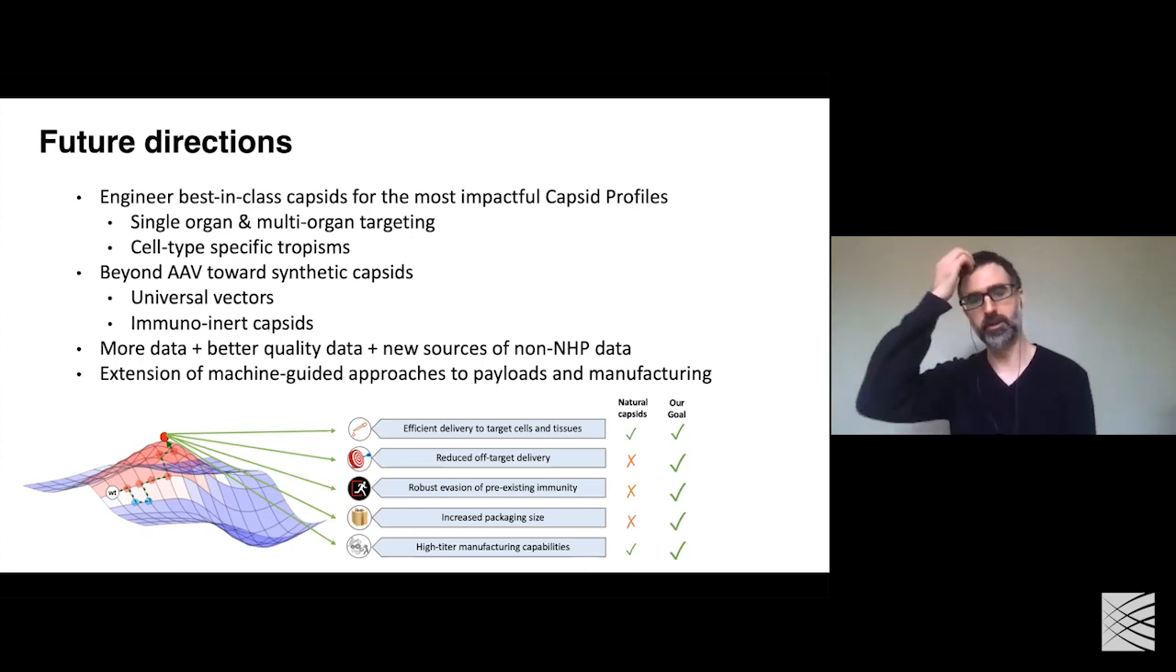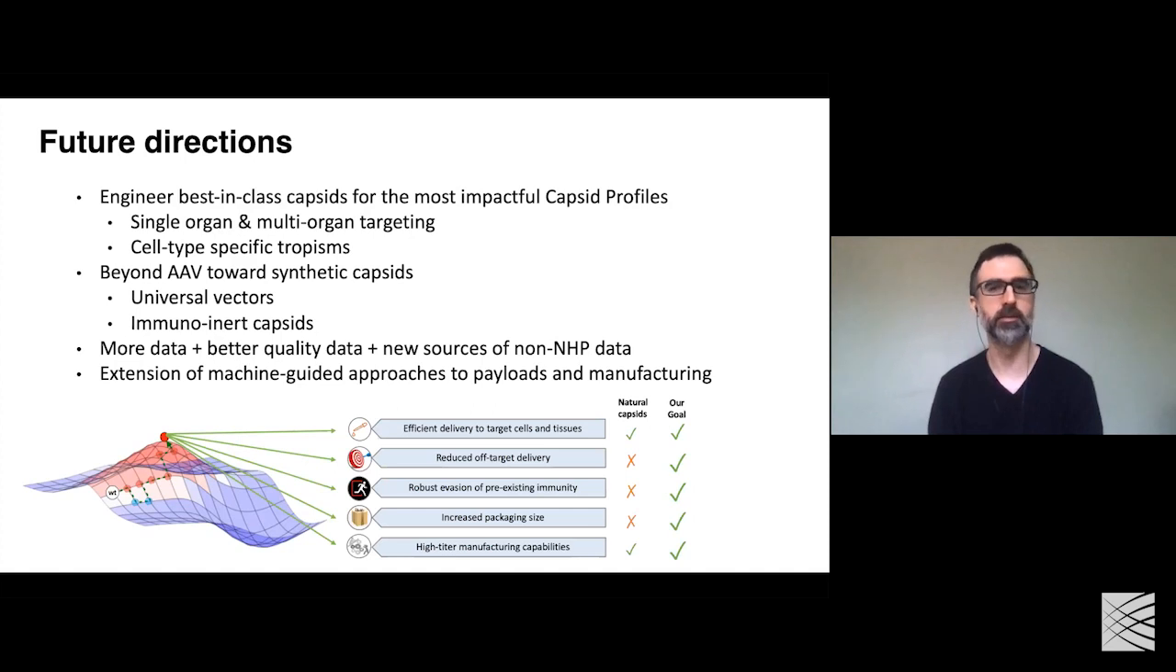And then of course there's the extension of these same approaches. There's nothing, I would say, particularly unique about these and their ability to solve problems for AAV. They could be expanded to other things that are relevant for gene therapy, like payloads and manufacturing, as well as really any bioengineering, genetic engineering problem for proteins outside of capsids. And us and others, of course, are very excited about that potential future.